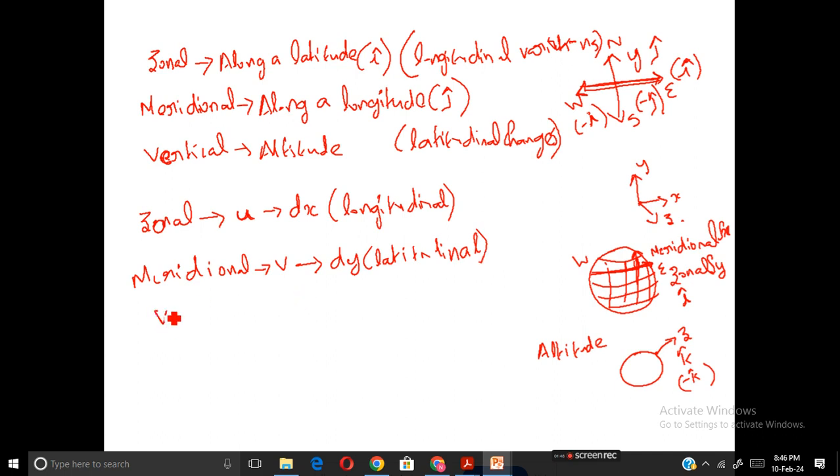And the vertical motion is called w. The movement is along the z direction. Altitude itself changes. Okay, keep these things in mind. These three directions and these three components, like what is u, v, w. So if you are talking about u, the changes are in the dx. Dx is changing basically.